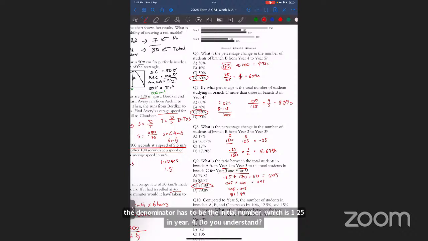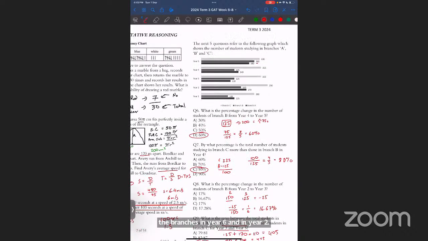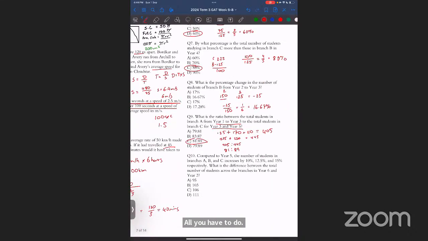Question number 10. Compared to year 5, the number of students in branches A, B, and C increased by 10%, 12.5%, and 15% respectively. What is the difference of total number of students across the branches in year 6 and in year 2? So this is really easy. All you have to do is increase the year 5 by these percentages. So how would it look?